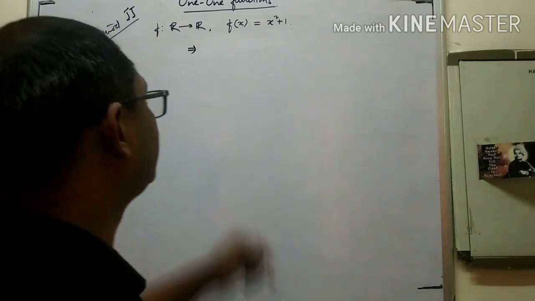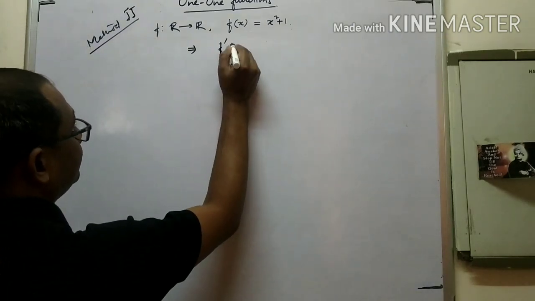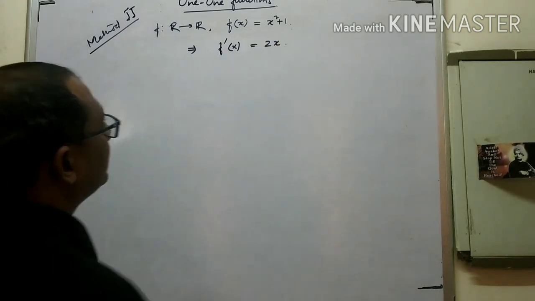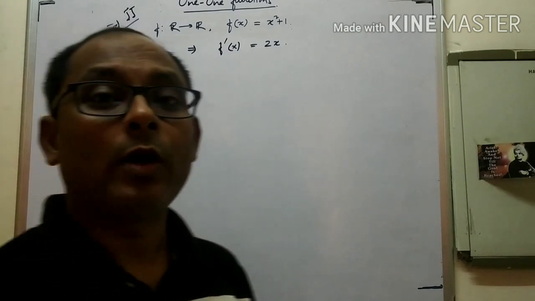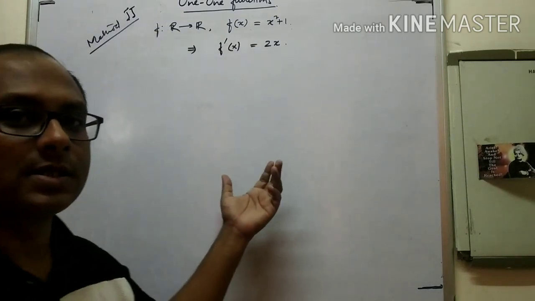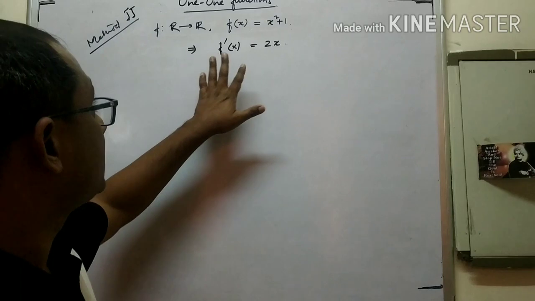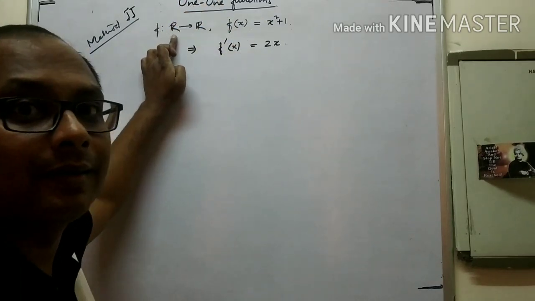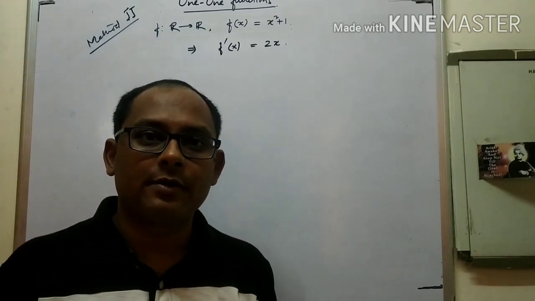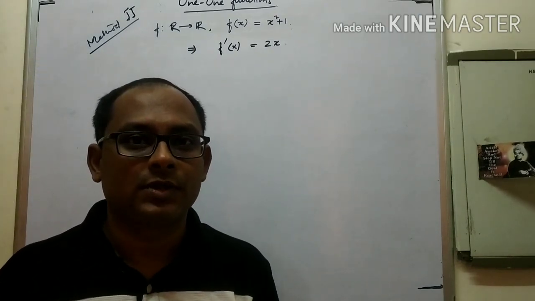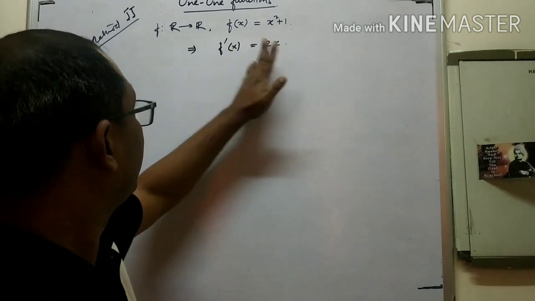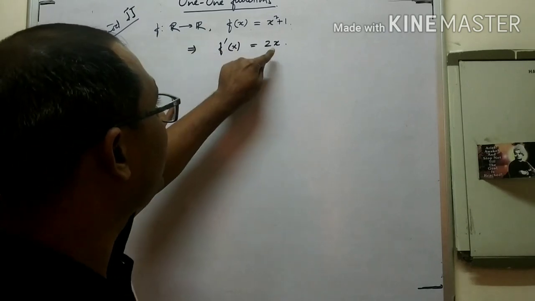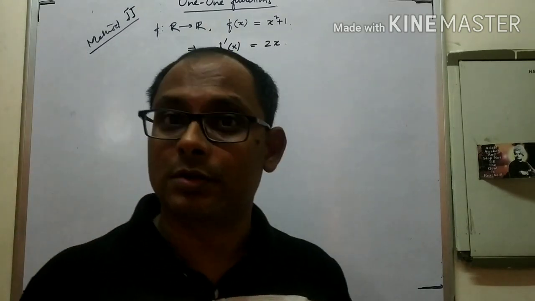Okay, so we'll find out f dash x, which will be in this case 2x. What we'll look for here in the differentiation method, whatever the function is, its derivative in its domain must give me either positive values or negative values. Okay, f dash x for the values of x that are in the domain must give me either positive values or negative values, not both.